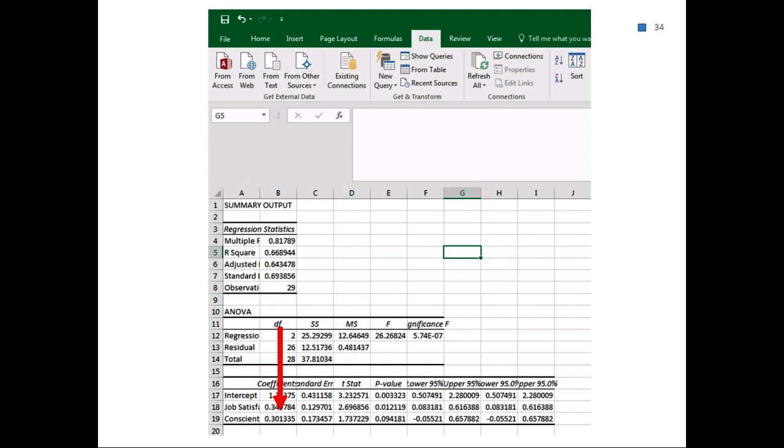And then the last in the coefficient column is conscientiousness. So we would say our beta 2, or our coefficient for conscientiousness, is 0.301. So this was our beta 2, our coefficient for conscientiousness, which is 0.301.